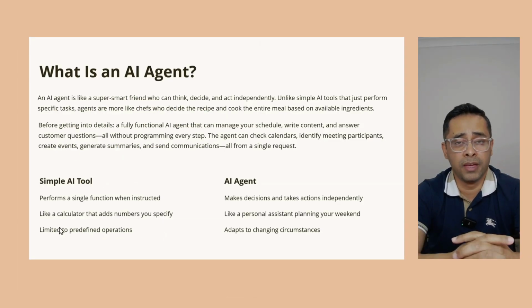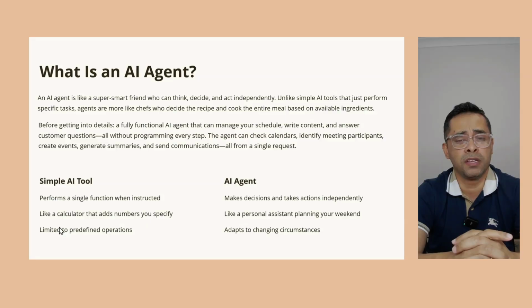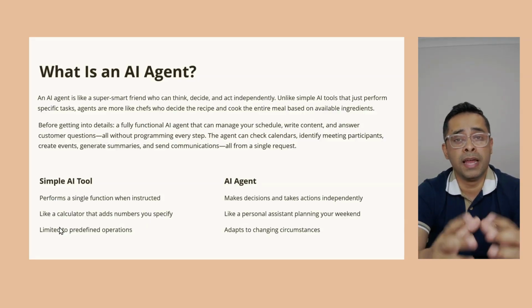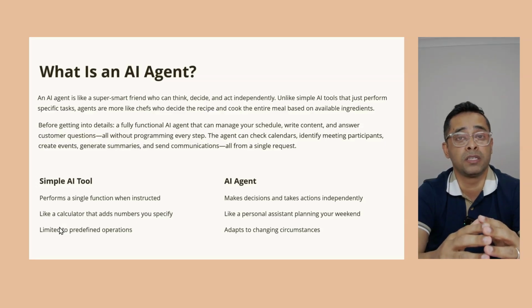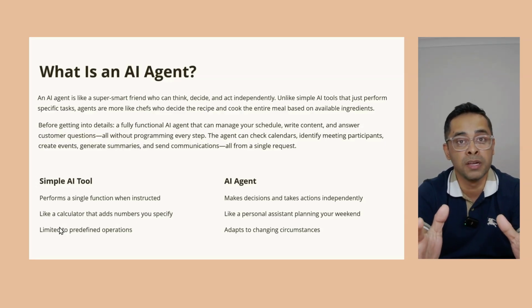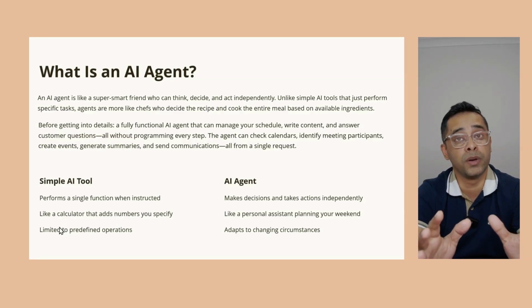Everyone talks about AI agents. So what is an AI agent? It's like your super smart friend who can decide and act independently. Unlike simple AI tools that just perform specific tasks, agents are more like a chef who decides the recipe and cooks based on what ingredients are available.